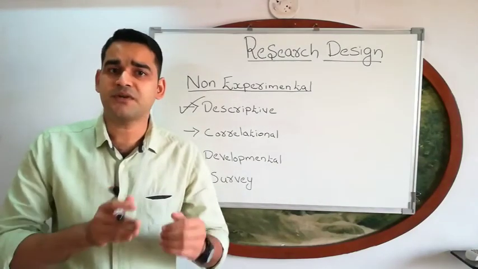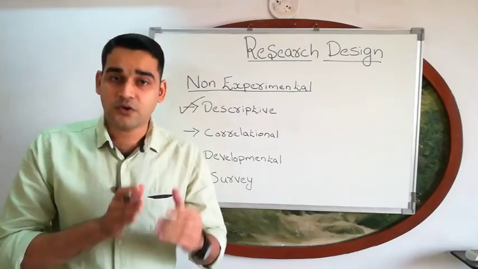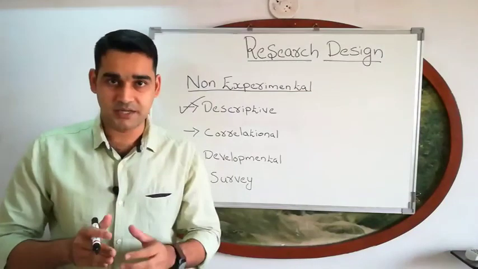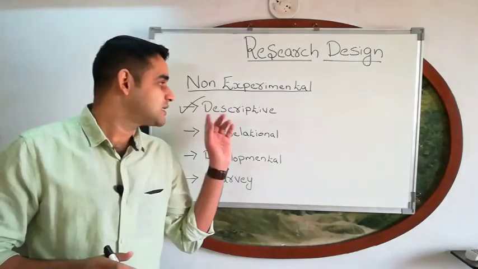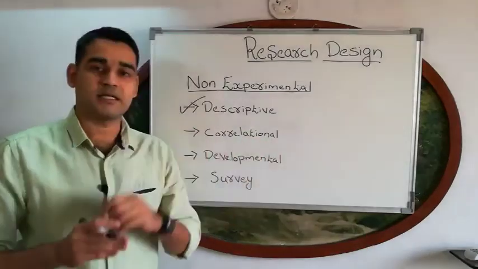So descriptive research design means the researcher is observing, documenting, as well as describing the things that are happening naturally. Got it? That is descriptive research design. Next one is correlational research design.